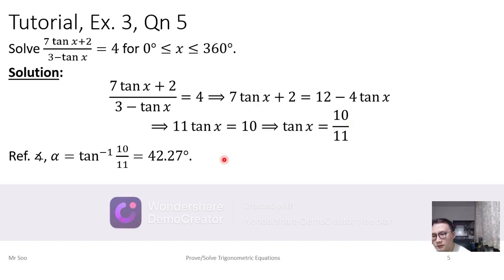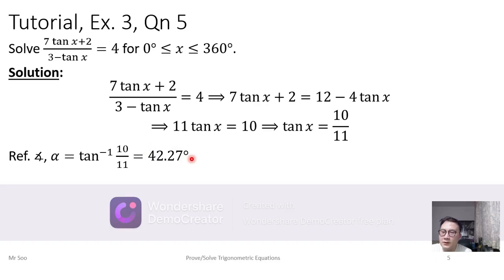But for now, just remember, if this 10 over 11 is a negative value, then when you find your alpha, you should not consider the negative sign. You drop the negative sign, and then you just take inverse tangent of 10 over 11. Then press the calculator. In degrees mode, I should get 42.27 degrees.